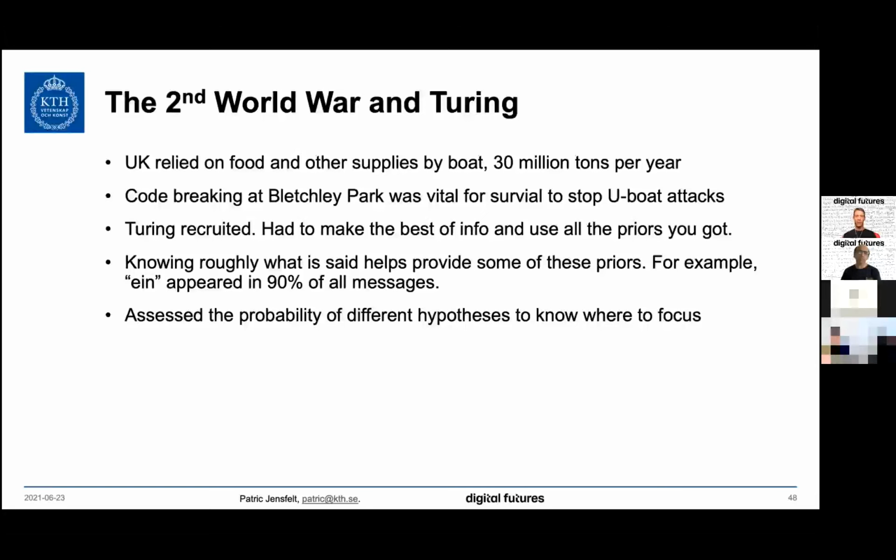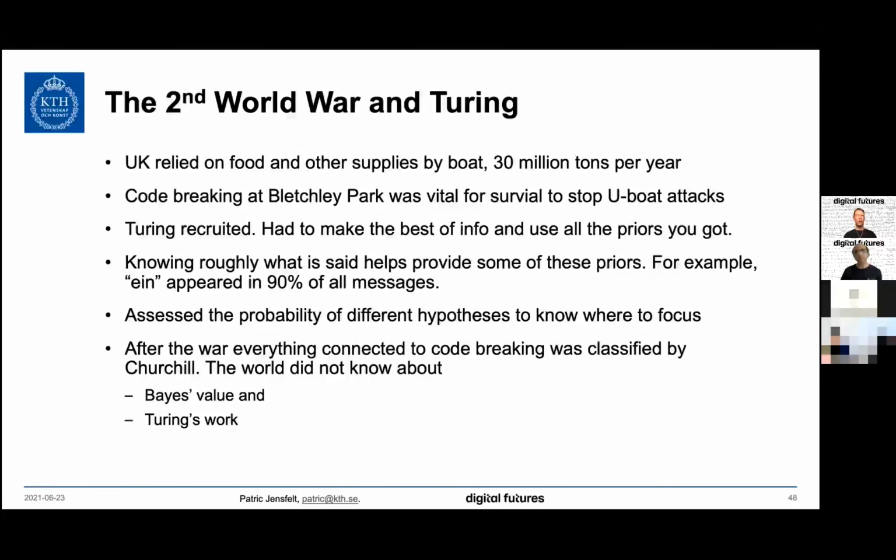For example, if you think of the type of information they sent, then some of that information would be numbers. So in German, ein means one, or an, and that little word actually appeared in 90% of the messages. And if you know that, you can exploit that. And what Turing did was he tried to figure out, given all these pieces, where should I focus my attention? What hypotheses are worth considering?